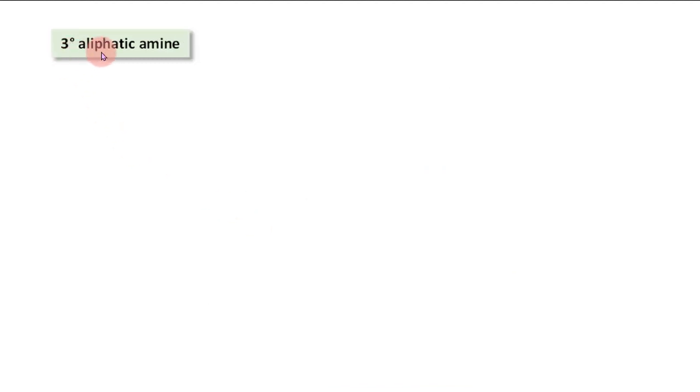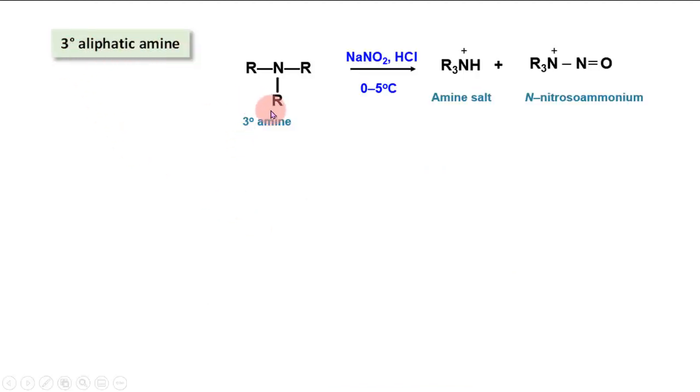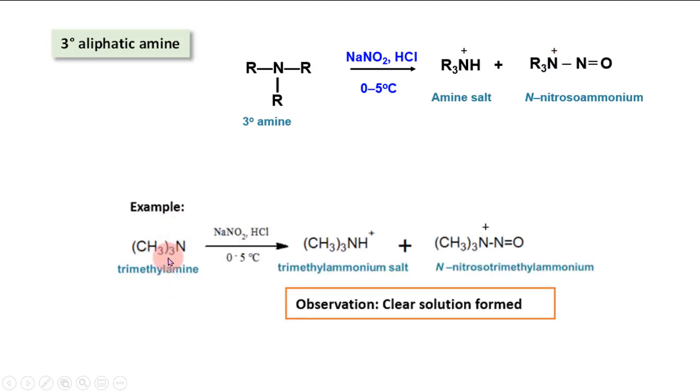Next, we have the tertiary aliphatic amine. Generally this is your tertiary amine, and then you're going to see an amine salt in which we produce the N plus and also the nitrite ion. So when a nitrogen has 4 bonds, you're going to see a positive charge on this nitrogen. For example, trimethylamine: you're going to form this trimethylammonium salt, with H plus and the other 3 alkyl groups, and then this nitrite ion. For the observation, a clear solution forms because we are forming the ionic salt. So you're going to see a clear solution only.